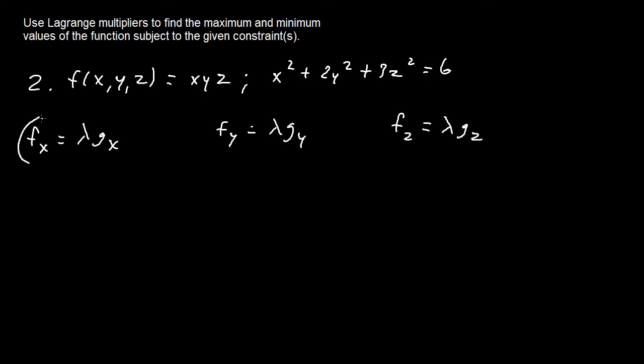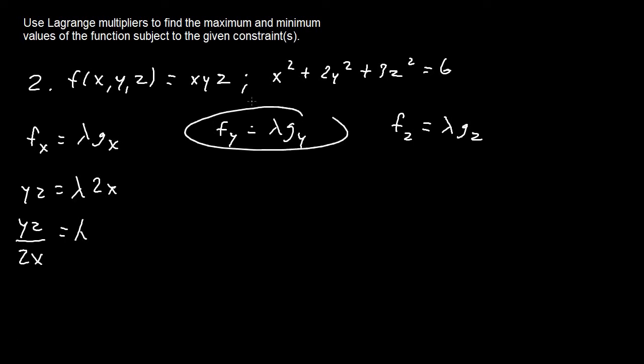So let's go ahead and first find f sub x, or the partial derivative of the function with respect to x, which is going to be y times z. And so y times z will equal lambda times g sub x. So the partial derivative of the constraint with respect to x is going to be 2x. So in this case, I would recommend solving for lambda. So in this case, lambda will equal yz over 2x. And so I'm going to stop there and then move on to the next equation and solve that one.